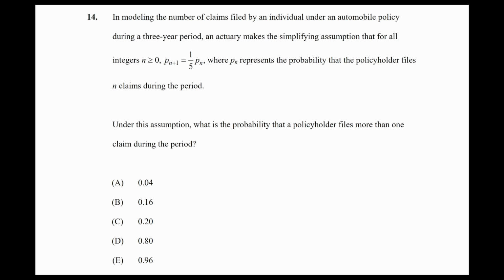In modeling the number of claims filed by an individual under an automobile policy during a 3-year period, an actuary makes the simplifying assumption that for all integers n greater than or equal to 0, P(n+1) is equal to 1 divided by 5 multiplied by P(n), where P(n) represents the probability that the policyholder files n claims during the period. Under this assumption, what is the probability that a policyholder files more than one claim during the period?